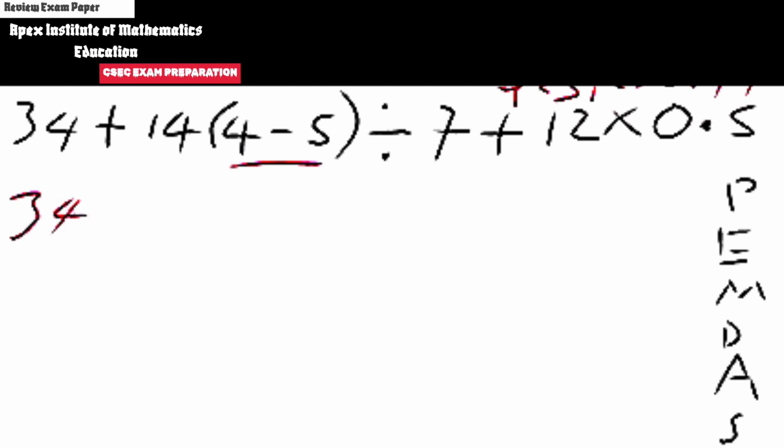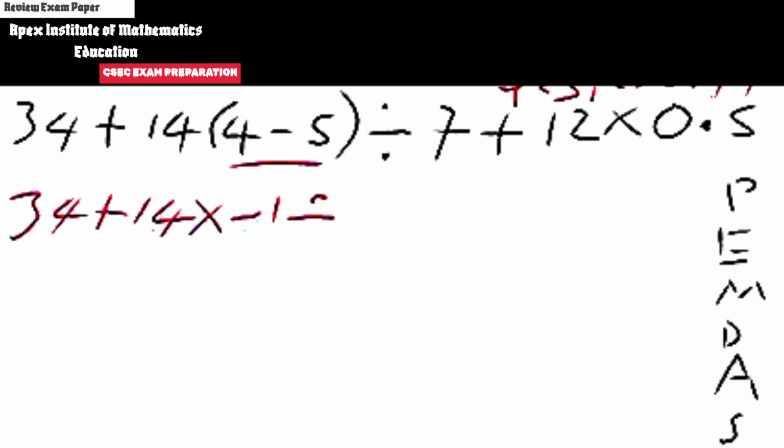I always encourage students to write down everything else that is not related to the current operation that you're doing. So 34 plus 14, and remember that bracket means multiply, and we're going to work out what is in the bracket here. So we have 4 take away 5, that's going to give us -1. All right, so pay close attention, guys. Make sure you're looking on your paper to see what you would have left out.